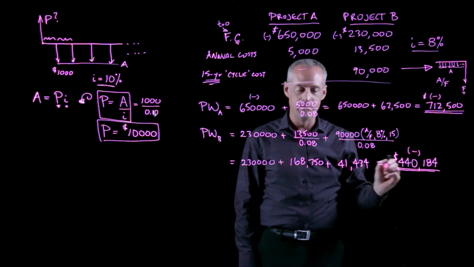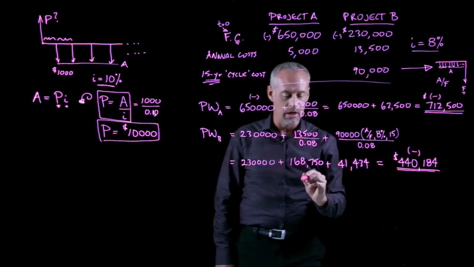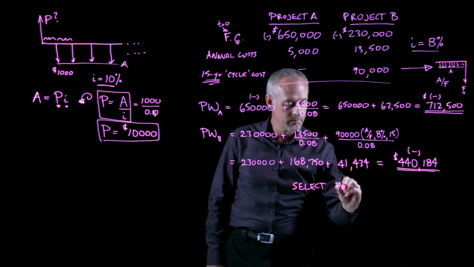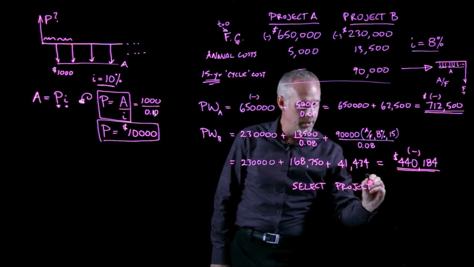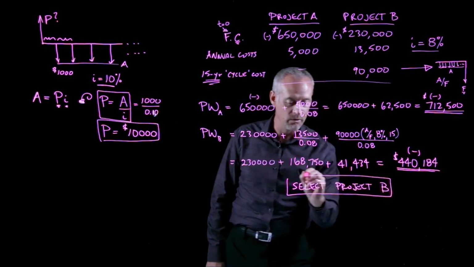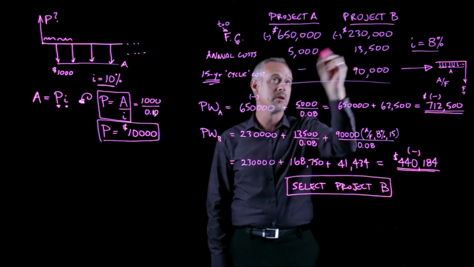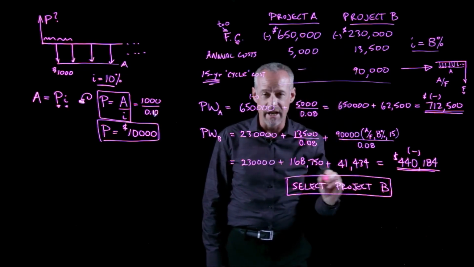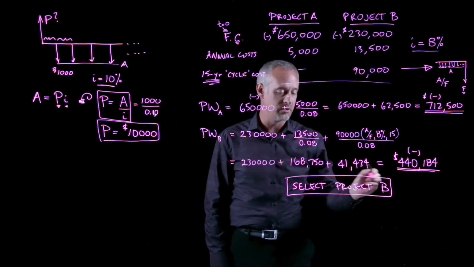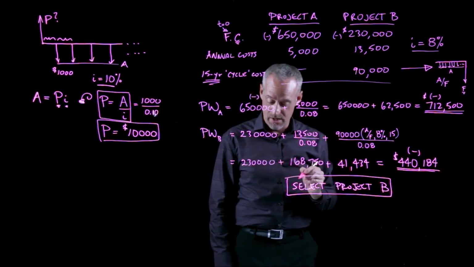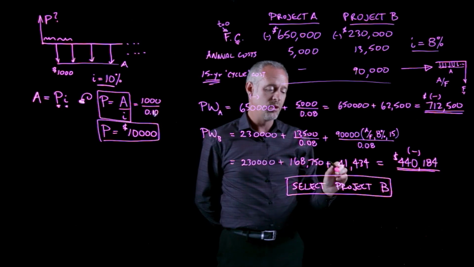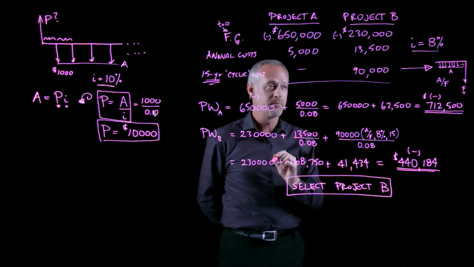So for this problem, I always encourage students to write this. You would say, select project B. So project B has the least cost. So back to this decision we had to make, really the answer to the engineering economics problem is that we make a recommendation to select project B based on the engineering economic analysis. But before I end this problem, I would like to mention that there's another way to do this.